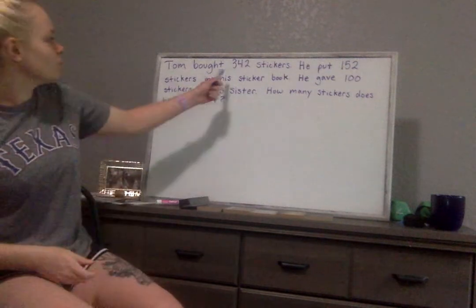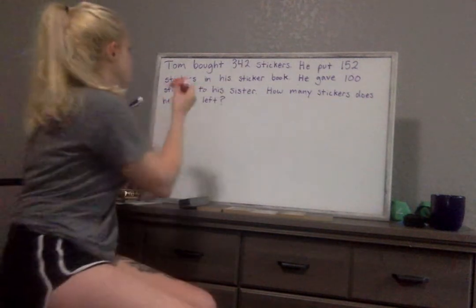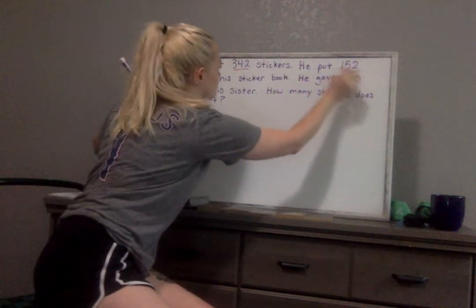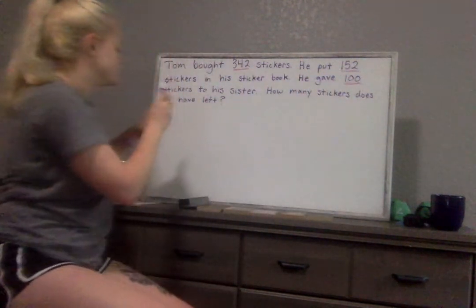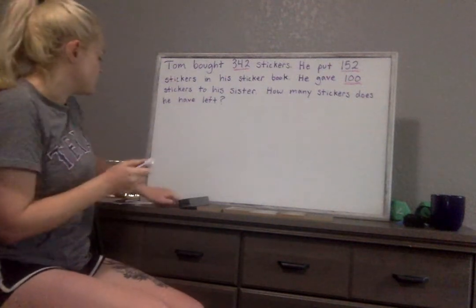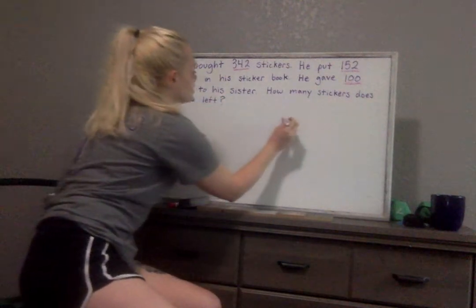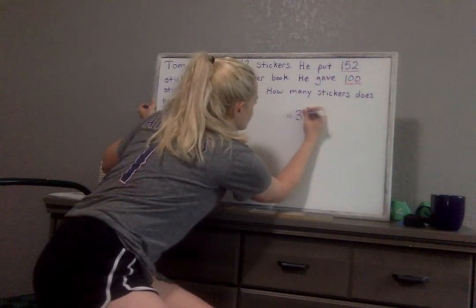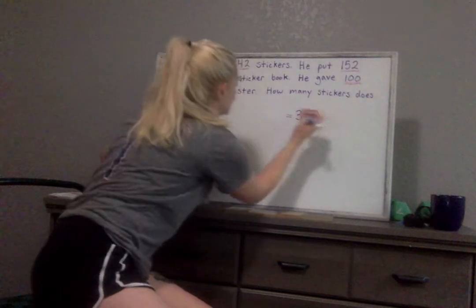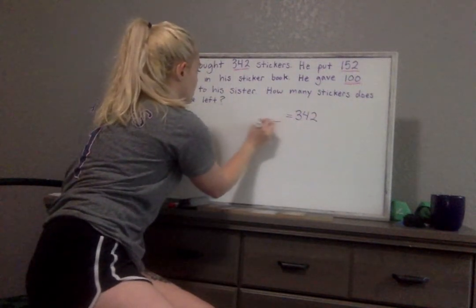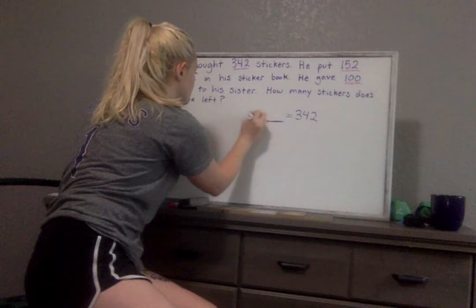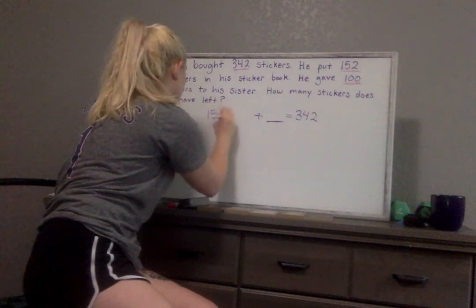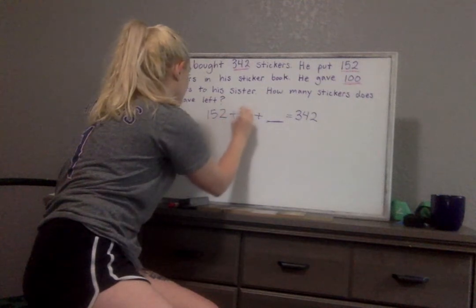So we know our total is going to be 342. Okay, we also know we're going to use the numbers 152 and 100 in this equation. Okay, so I'm going to have it set up like we did yesterday. So we know our total, if I can write this okay, is 342. Okay, we know we're going to have one that we don't know that we're trying to figure out. Okay, then we're going to have 152 plus 100.